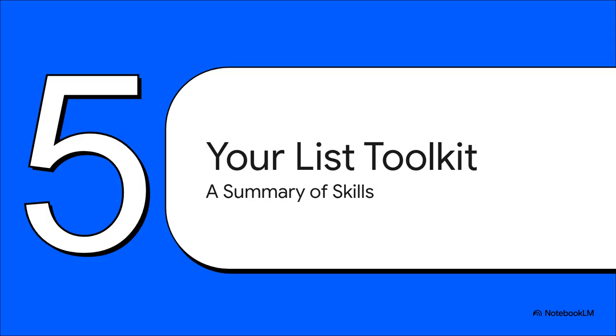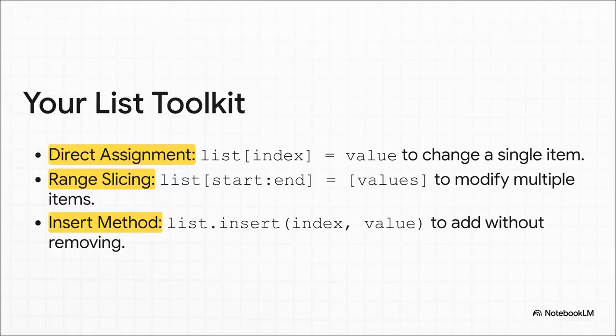All right, we have covered a lot of ground. So let's take a breath, pull all of this together, and summarize the awesome new skills you've just added to your programming toolkit. So here's your toolkit in a nutshell. You have 3 powerful techniques now. First, for a quick and simple swap of just one item, you'll use direct assignment. Second, when you need to do some heavy lifting, modifying a whole section, or even changing the list's size, range slicing is your go-to power tool. And third, when you need to be precise and add a new item without destroying anything, you'll reach for the insert method. Knowing which tool to grab for the job is what's going to make your code so much smarter.